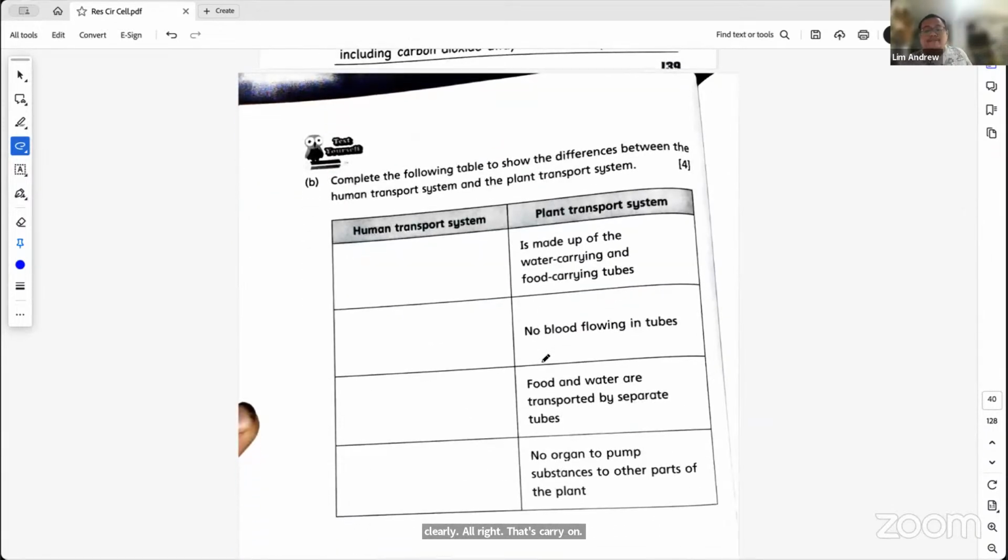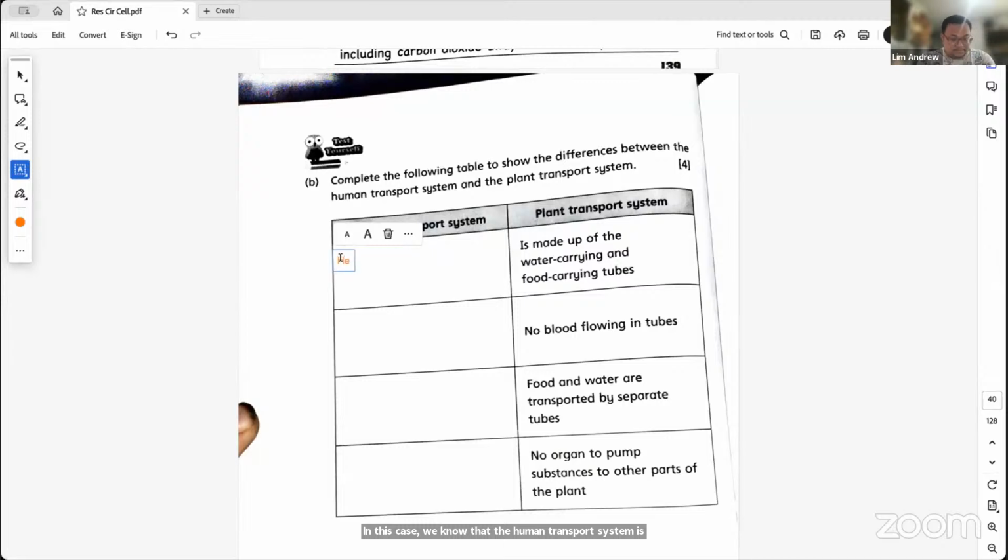In comparison between the human transport system and the plant transport system, we know that the plant transport system is made out of water-carrying tubes and food-carrying tubes. In this case, the human transport system is made out of the heart, the blood and the blood vessels.